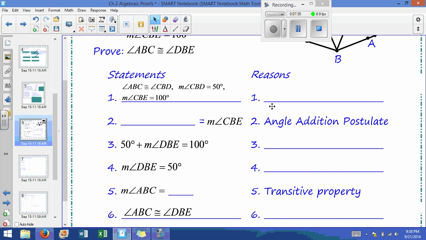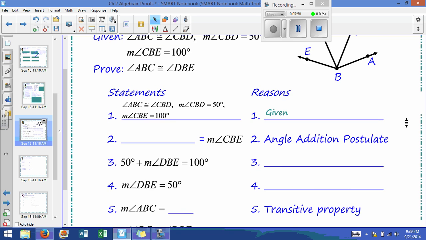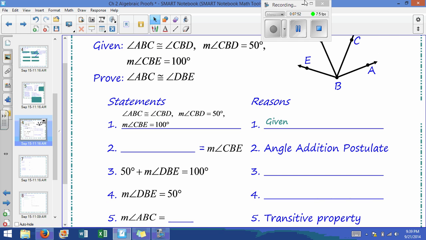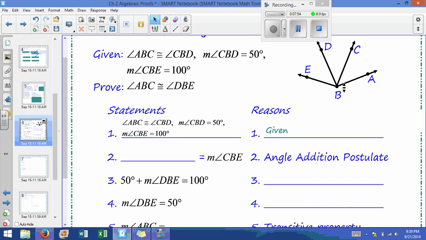So really we barely have any blanks left now. And you know what? You know another blank too. The first reason is just the problem, right? So they gave us the problem, so we were given it. Okay, let's keep going. So we need to see the picture on this one up here.